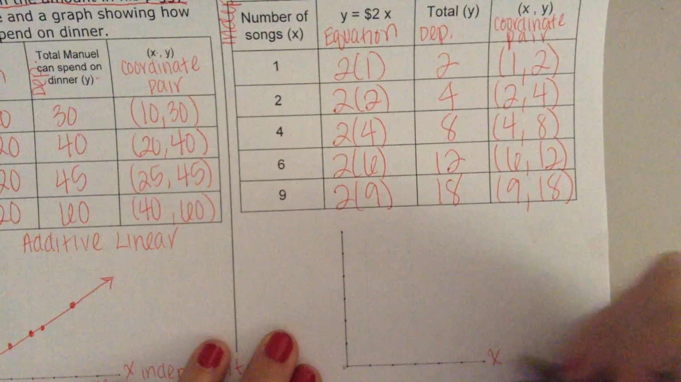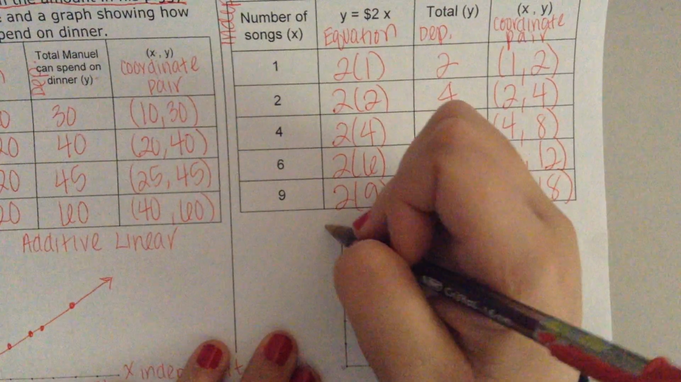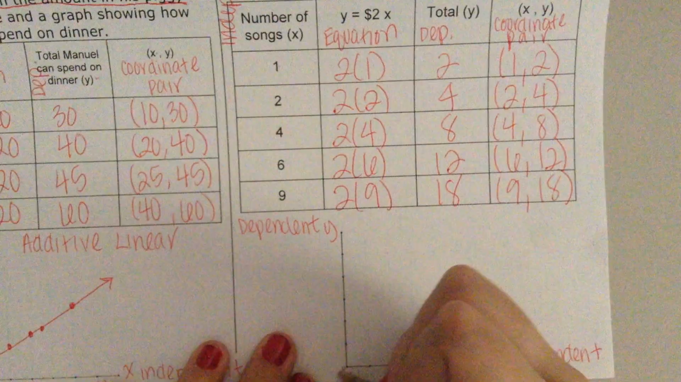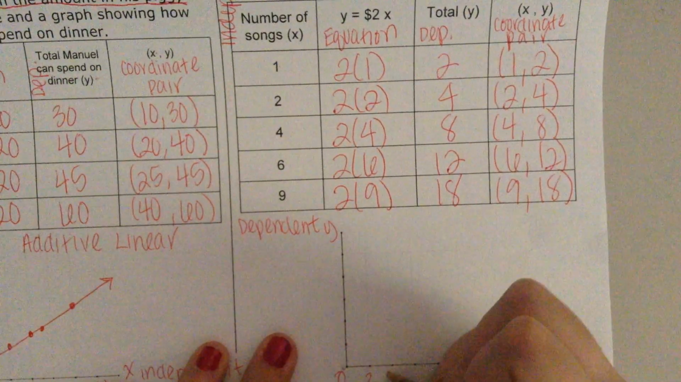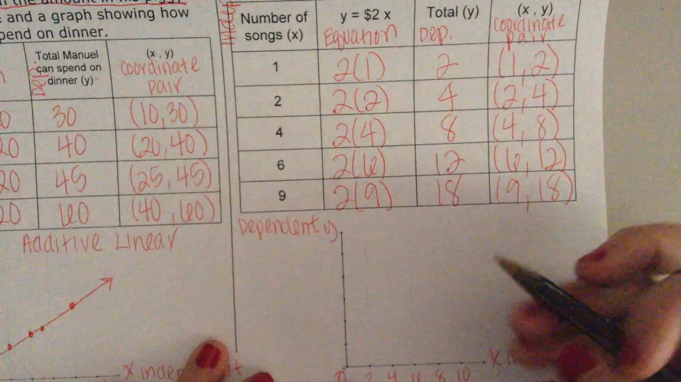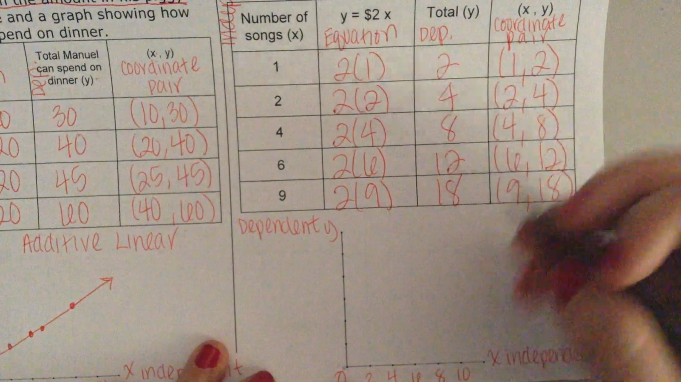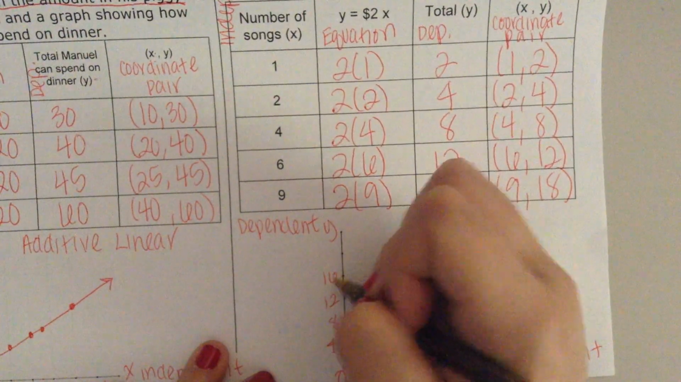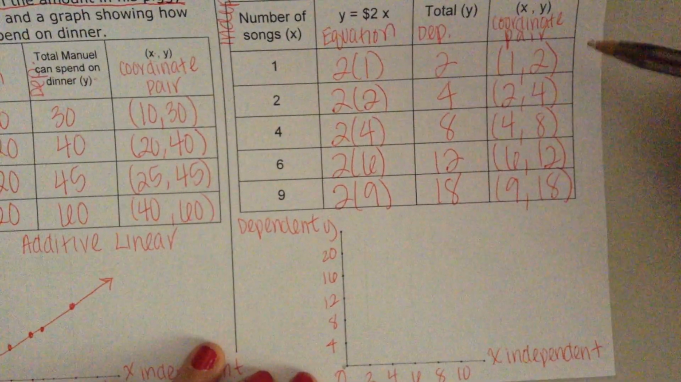So again, this is x, my independent. And this is y, my dependent. And we're going to go by 2's: 2, 4, 6, 8, 10. Okay. And over here, we're going to be going by, let's go by 4's. Alright, so we're going to graph the first one.